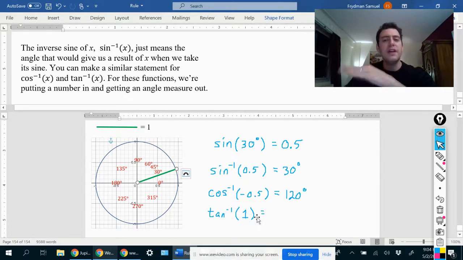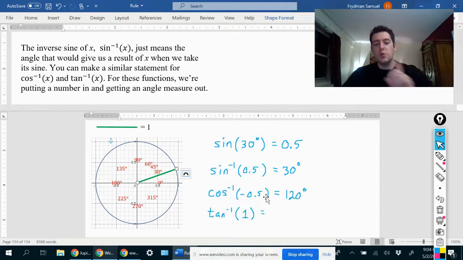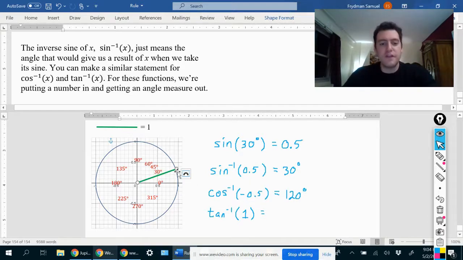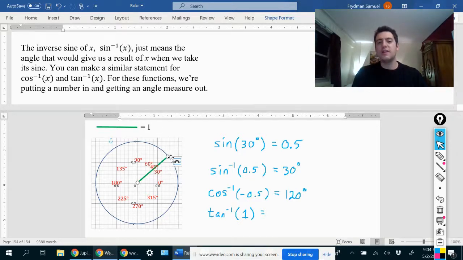Well, we know that any number divided by itself is 1, right? So for example, 3 divided by 3 is 1. 7 divided by 7 is 1. So what we have to find here is some angle where the y-coordinate is the same as the x-coordinate. Because then if we divide the y-coordinate by the x-coordinate, we would get exactly 1.